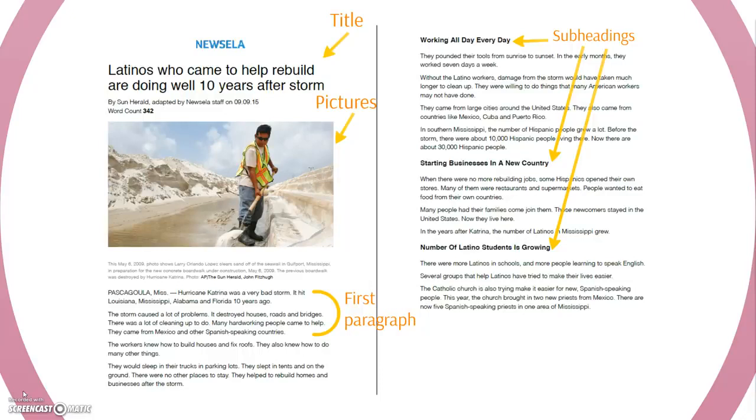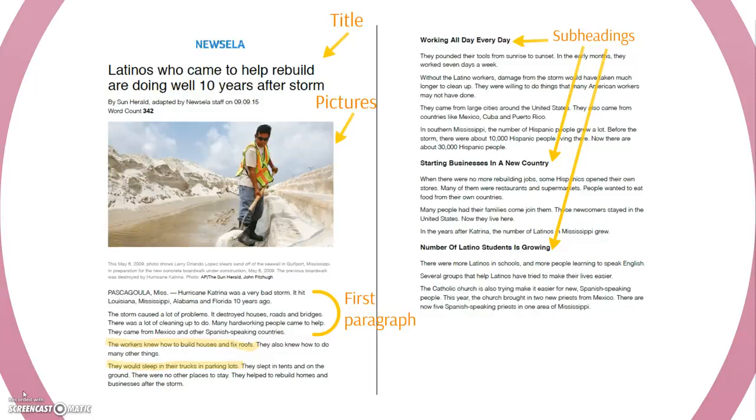So now I'm going to continue, but I'm not going to read every paragraph. I will only read the first sentence of the rest of the paragraphs. So I will just show you two, and you can practice reading the rest of them on your own. So the next paragraph, the first sentence says, the workers knew how to build houses and fix roofs. The first sentence of the next paragraph says, they would sleep in their trucks in parking lots.